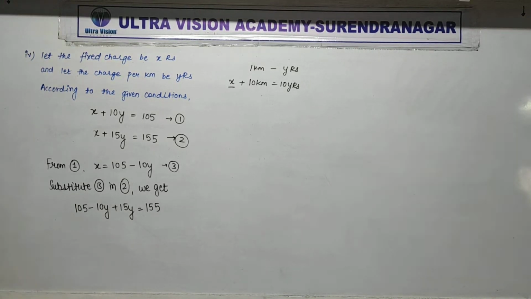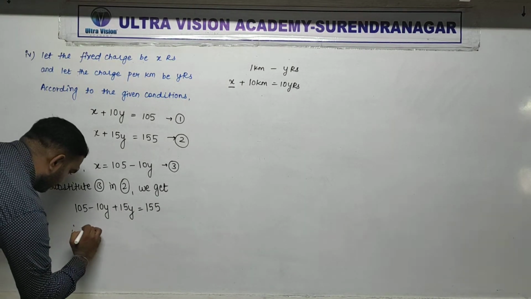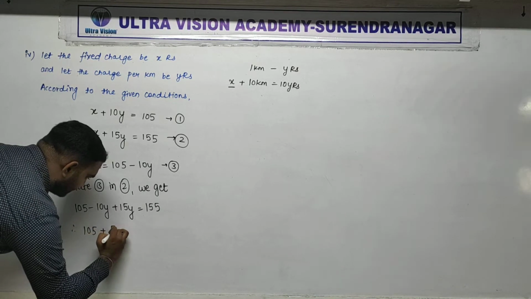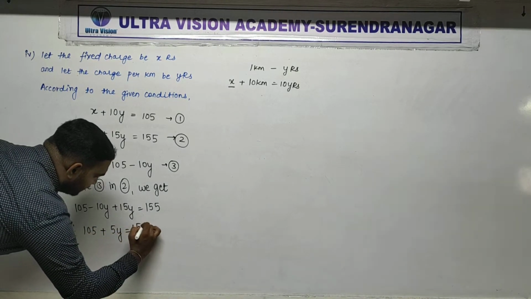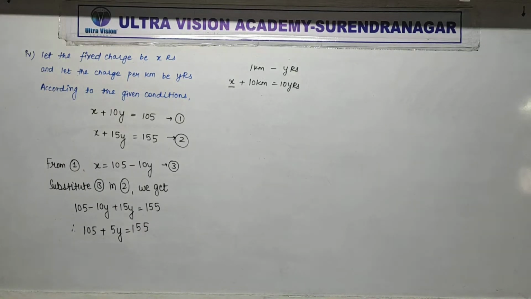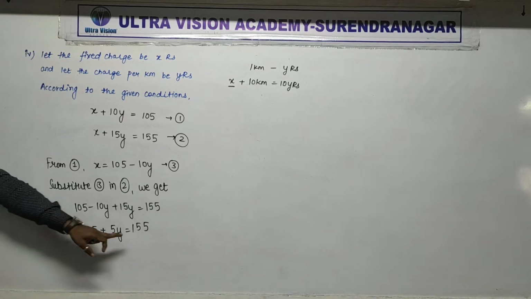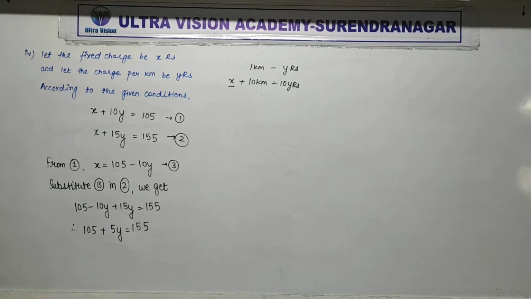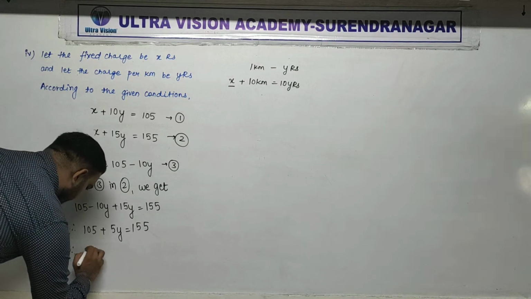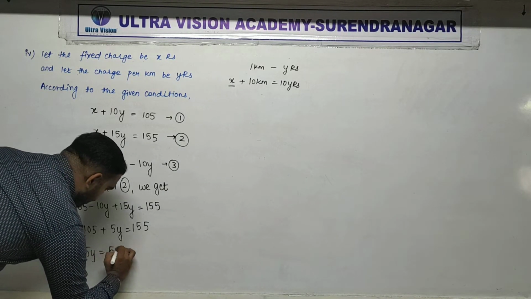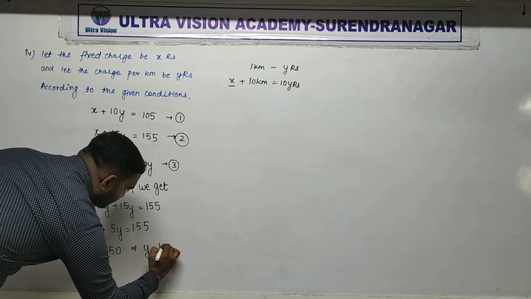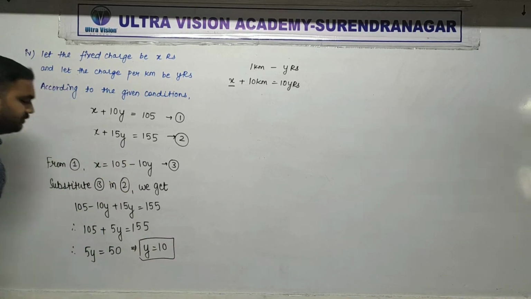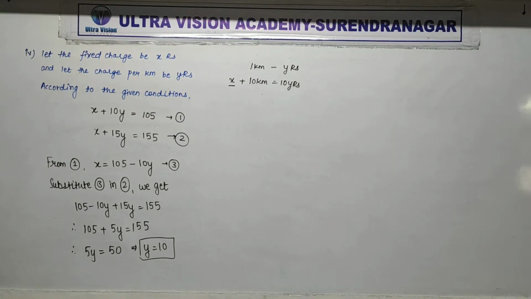What is minus 10y plus 15y? Plus 5y. 105 plus 5y equals 155. Get that 105 on the right side. It will become minus. So 155 minus 105 is 50. Hence we get 5y equals 50, which gives me y equals... Clear? So this gives me y equals 10.